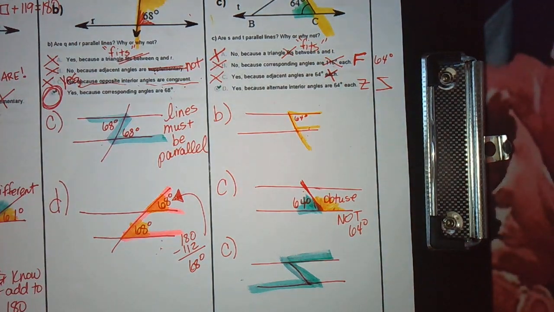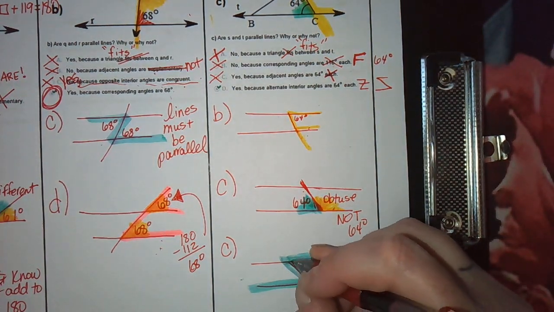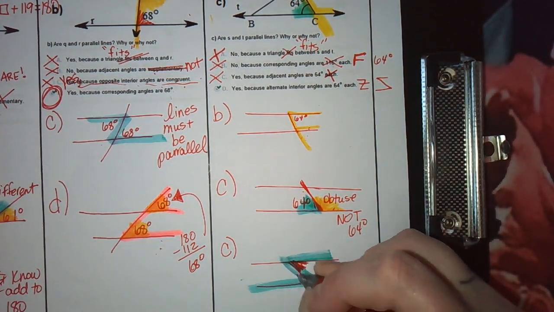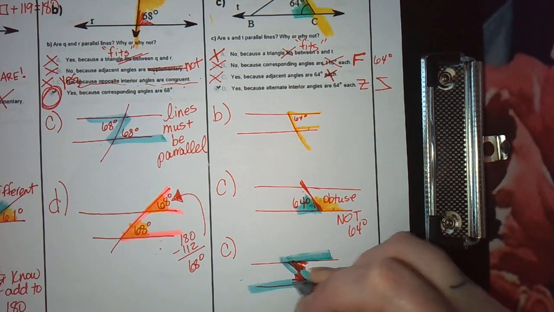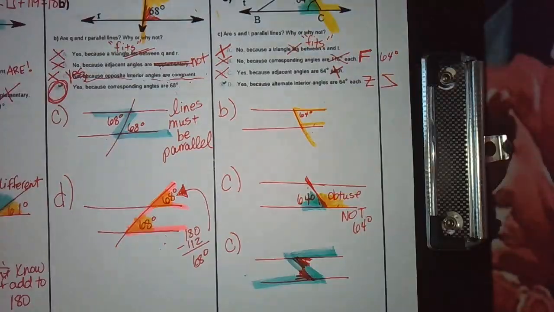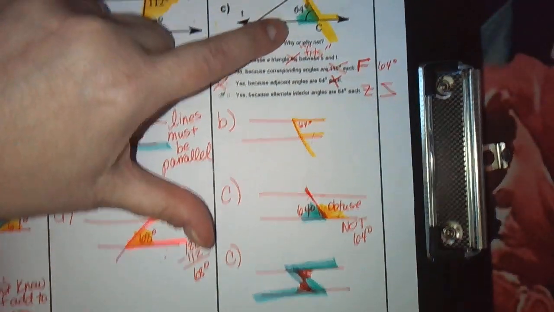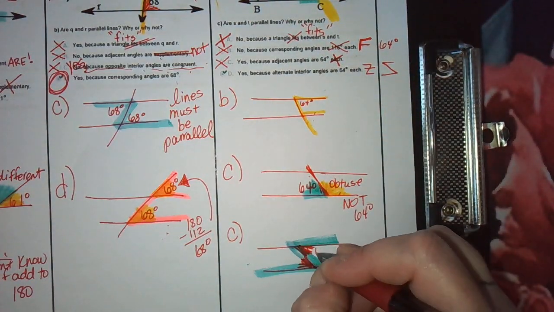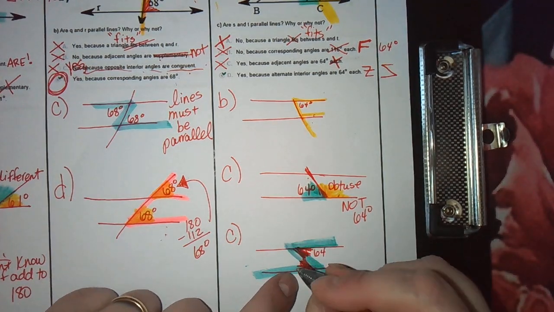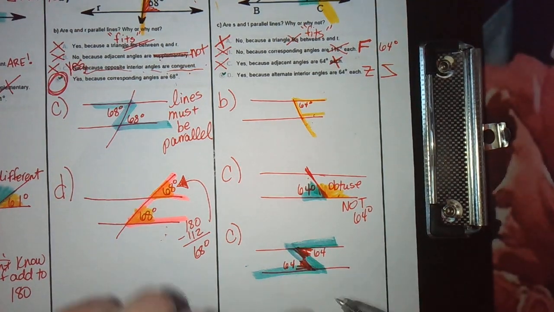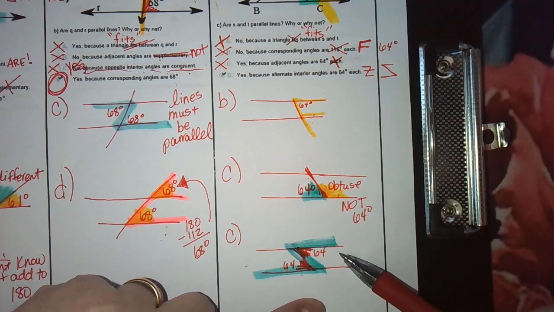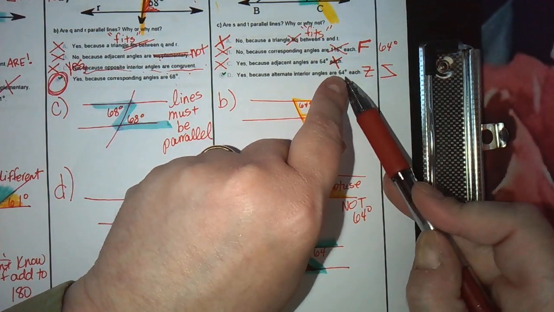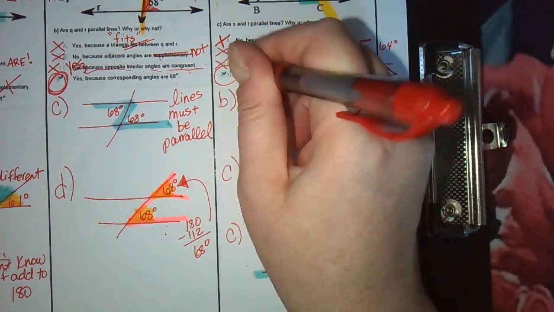Okay, and the Z property says that the inside angles of that Z are supposed to be equal or congruent. Well, let's look at our picture. They told us that top angle is 64. They told us that bottom angle is 64. Heck fire, yeah, they are equal. They're 64 degrees each. So, yay, D.